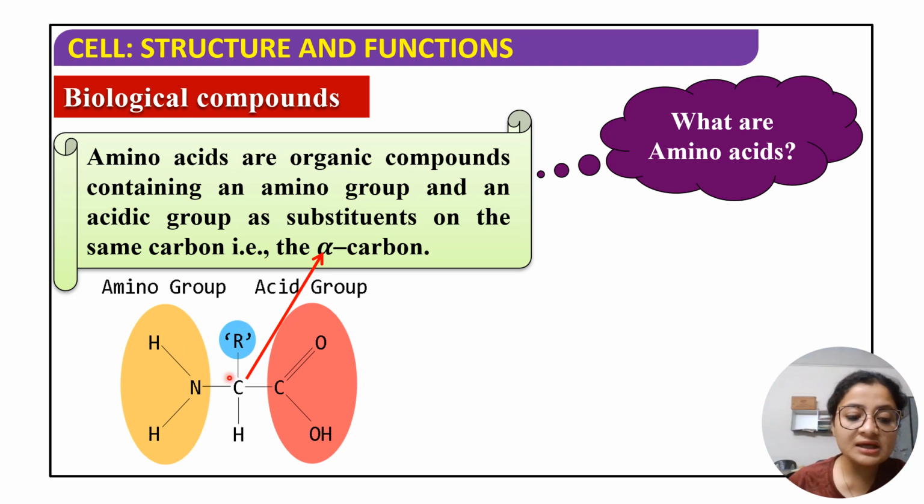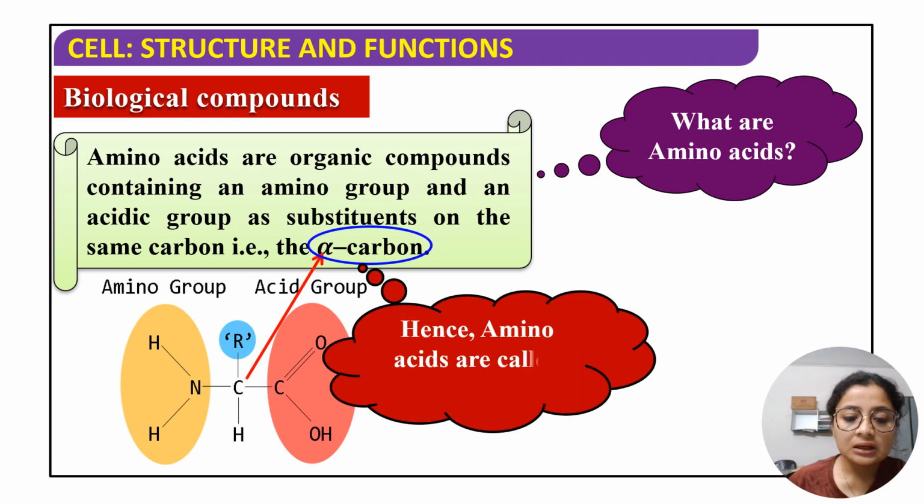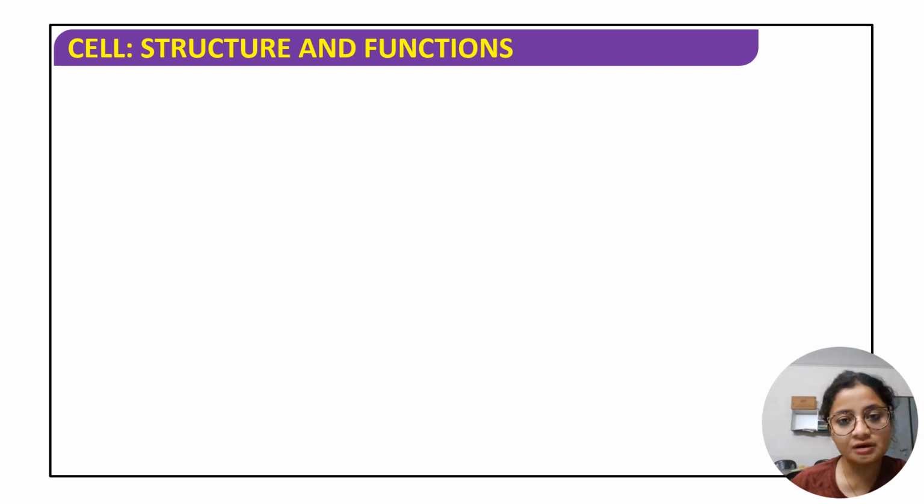So the carbon in the middle we will call the alpha carbon. Therefore amino acids we can also call alpha amino acids. Why? Because the entire structure is revolving around this alpha carbon.